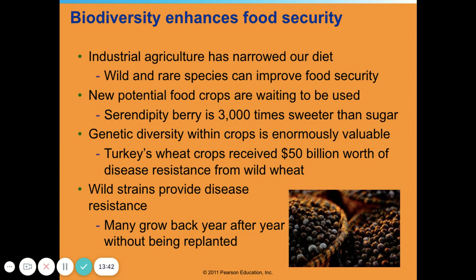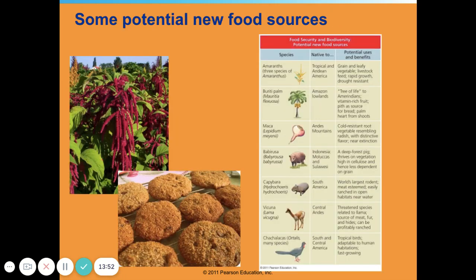We also get food security from biodiversity. There are new food sources being tapped all the time from nature. We'll talk about some of them when we get to our agriculture unit. These are a few of the species that have been identified as potentially being new crop sources for us. Those are amaranth cookies, by the way. I tried them. They're not great.